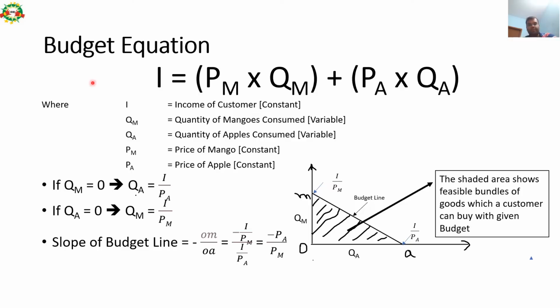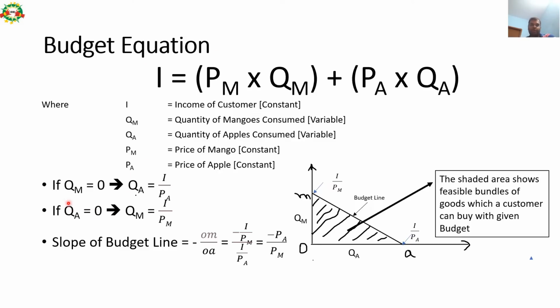This is the budget equation. I is the income of the customer, and it remains constant, and it is equal to price of mango, which remains constant, times quantity of mango consumed, which remains variable, plus price of apple, which remains constant, times quantity of apple, which remains variable. So this is the equation for budget. This is called budget equation.